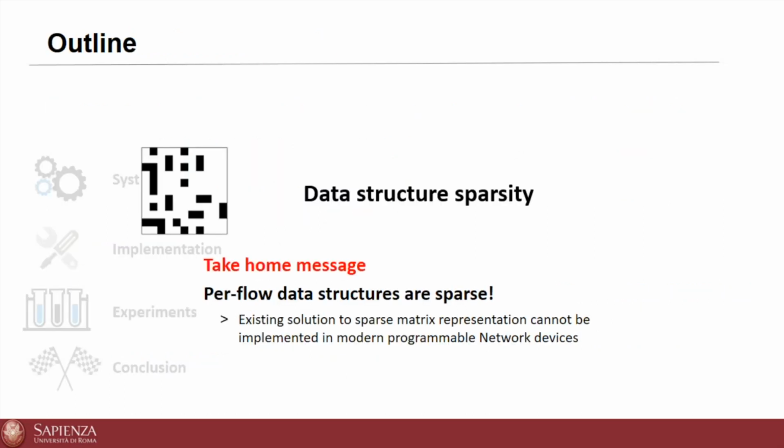So the take-home message is that these per flow monitoring data structures are sparse. We propose a way to efficiently exploit this sparsity, to reduce the memory footprint, in a way that is compliant with modern programmable network devices.